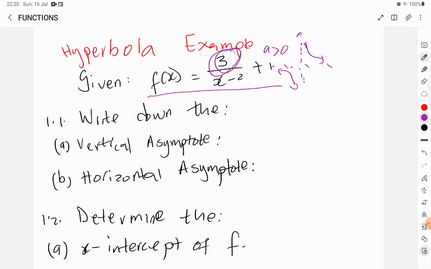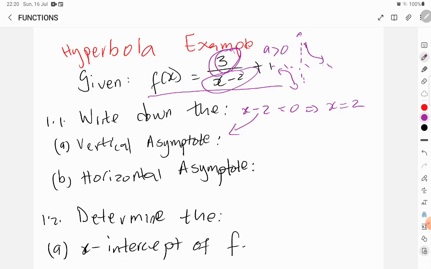First question, write down the vertical asymptote. One thing that I've stressed is that the vertical asymptote is based on the x value. That is just where the graph is undefined. The graph is undefined when this part becomes 0. So when x minus 2 is 0, our graph is undefined. That means our asymptote is just when x is equal to 2. That's it for your vertical asymptote.